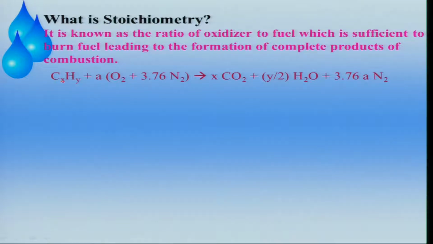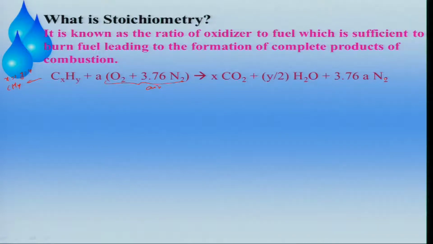For example, if I take CxHy, this is the generic formula for a hydrocarbon. If I take x equal to 1 and y equal to 4, it becomes CH4. If I take x equal to 2 and y equal to 6, that will be ethane. With x equal to 3 and y equal to 8, that becomes propane. So, if I take a mole of a generic hydrocarbon and react it with A moles of air, it goes to x moles of carbon dioxide, y by 2 moles of water, and 3.76 A moles of nitrogen, of course. This is the generic equation I have written.